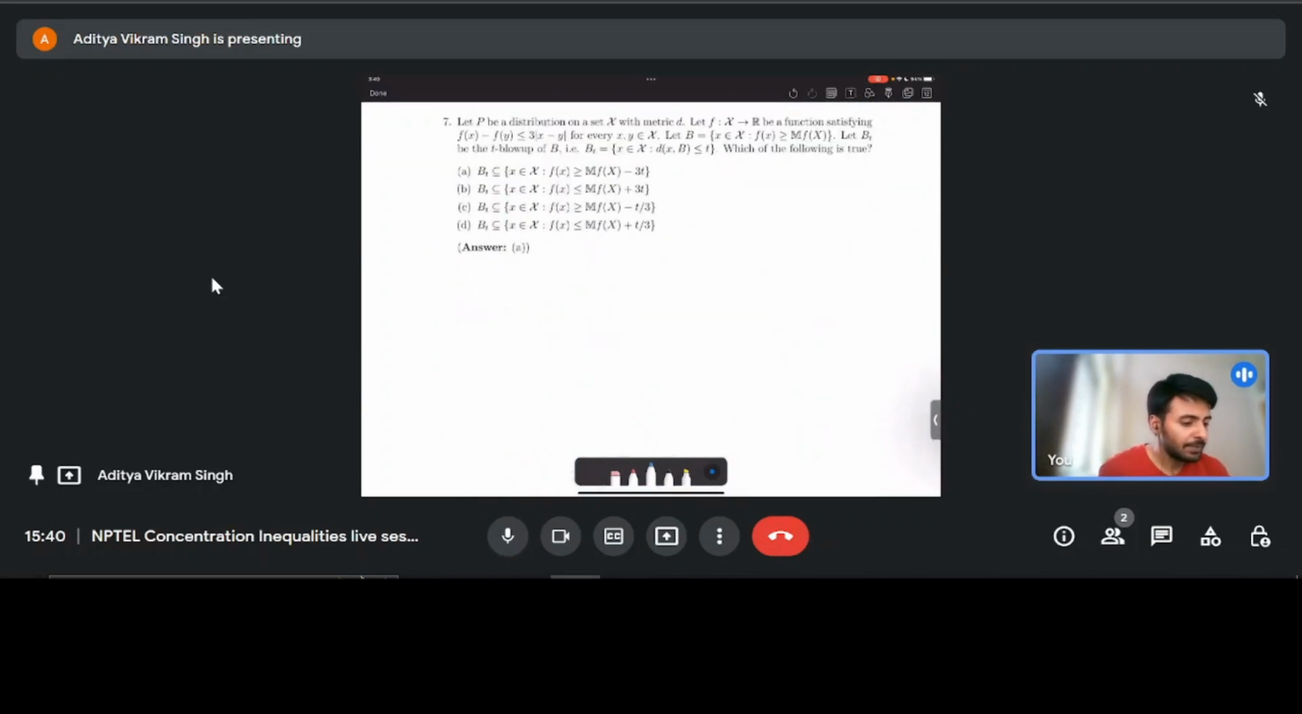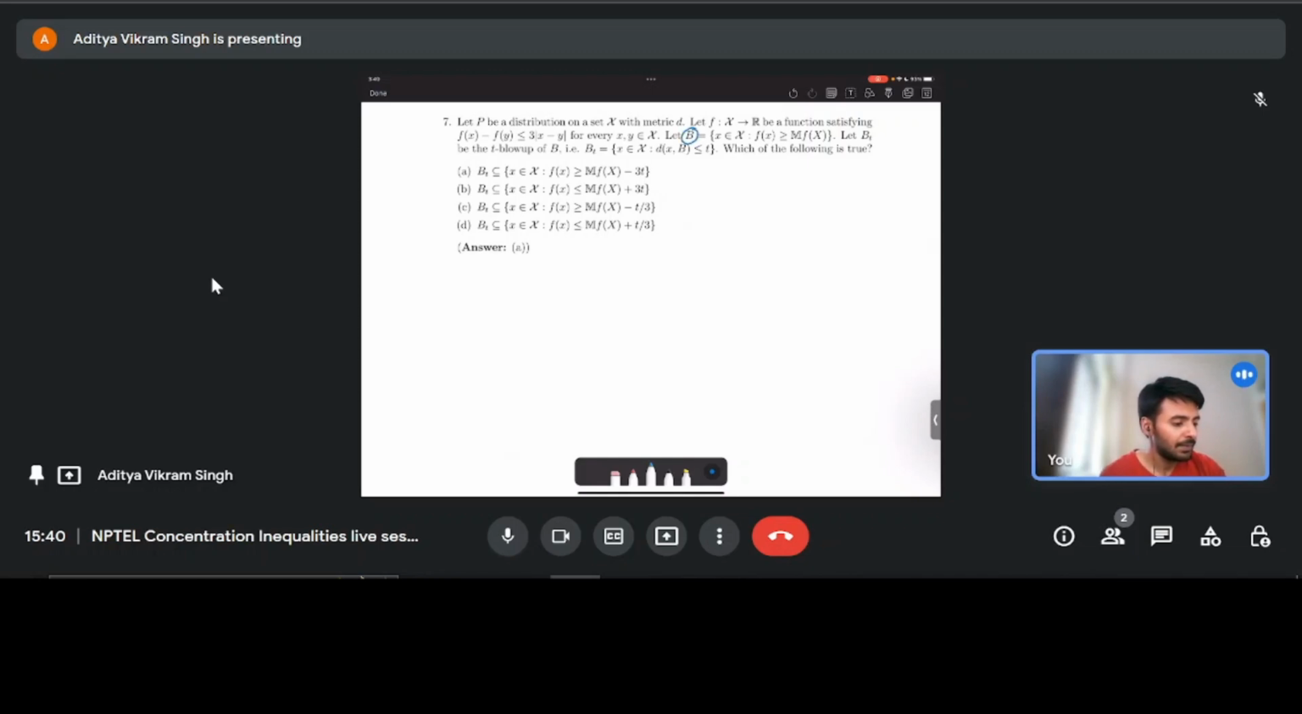Okay, question number 7. Let P be a distribution on a set X with metric D. Let F be a function satisfying this Lipschitz condition: |f(x) minus f(y)| is less than or equal to 3 times the distance between x and y, and by distance I mean absolute value, for every x, y in X. Let B be this set.